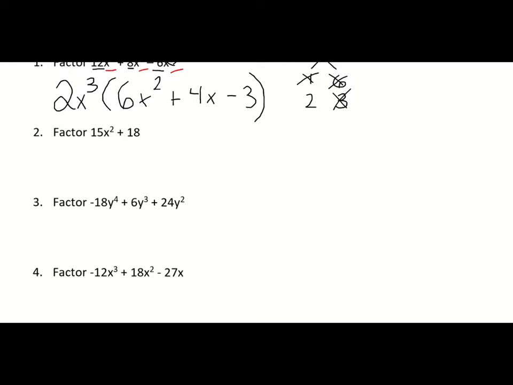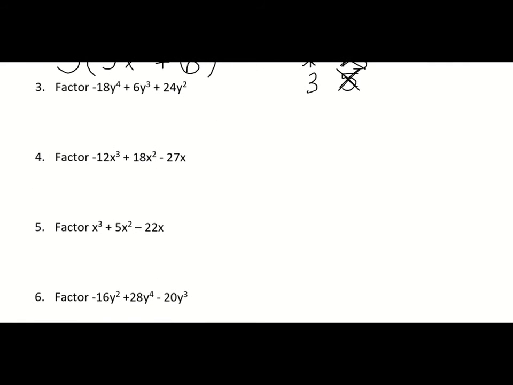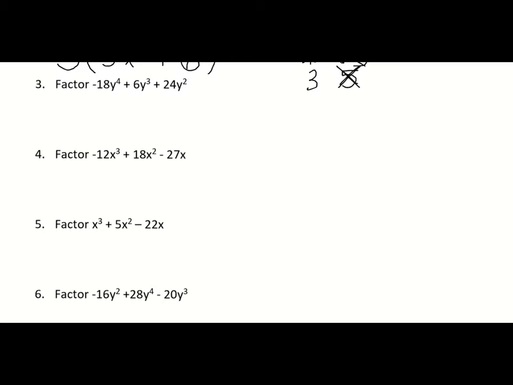Let's keep going looking at a next example. Number 3, we're going to factor negative 18y to the 4th plus 6y cubed plus 24y squared. So the first thing that I'm going to do is try to find my GCF of my numbers. I have a negative 18, a 6, and a 24. So to find my GCF quickly, I want to write the factors of my smallest number. In this case, 6. 1 and 6 multiply to get 6, and so do 2 and 3.